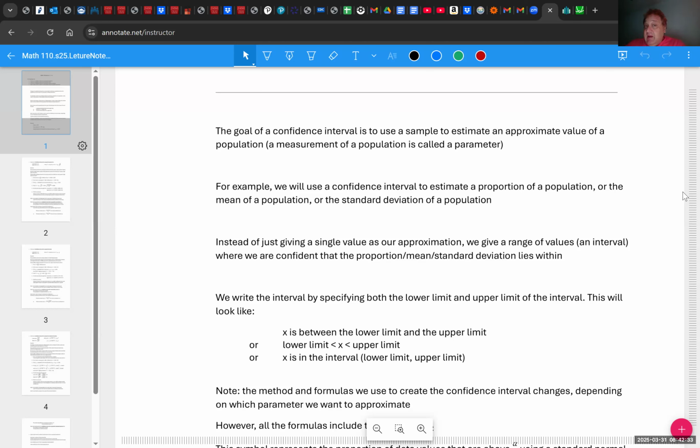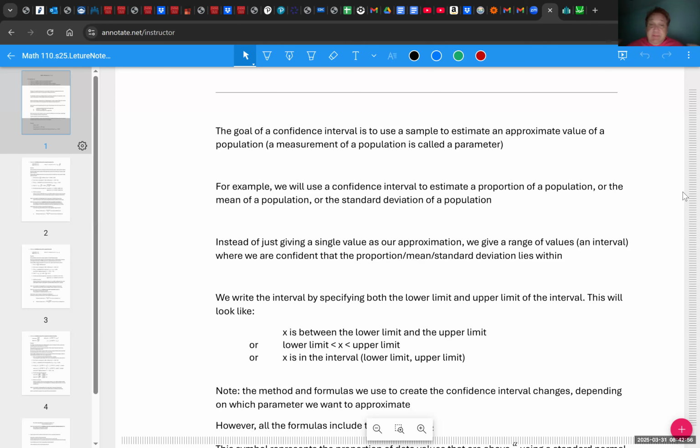The key thing about a confidence interval is that instead of just giving a single value as our approximation, we give a range of values called an interval where we are confident that the proportion or mean or whatever we're measuring lies within that interval. Okay, so we're going to write the interval by specifying the lower limit and the upper limit of the interval.